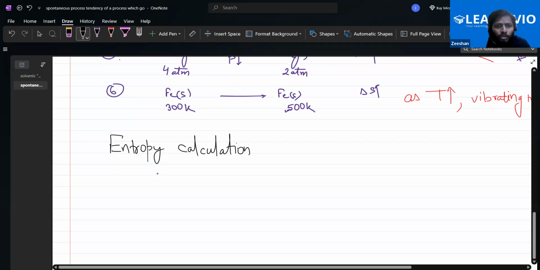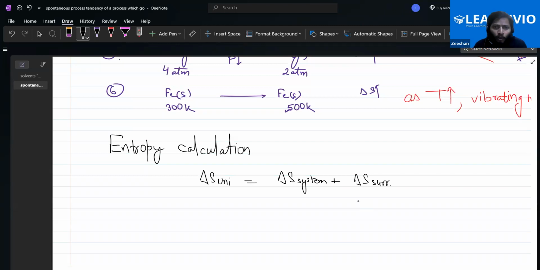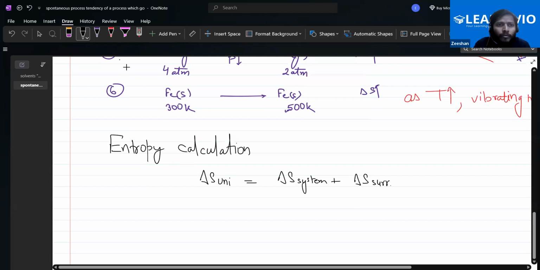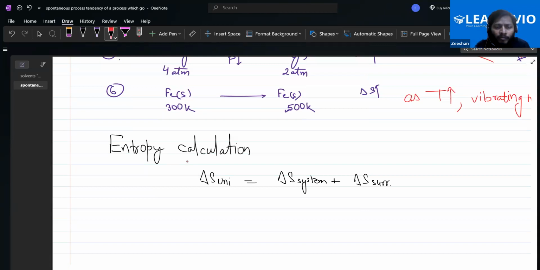Entropy calculation. The first formula is delta S of universe is equal to delta S of system plus surrounding. This is simple. The universe has a system and its surrounding, and if you add both those entropies, you will get the entropy of the universe, right? This is a simple formula.